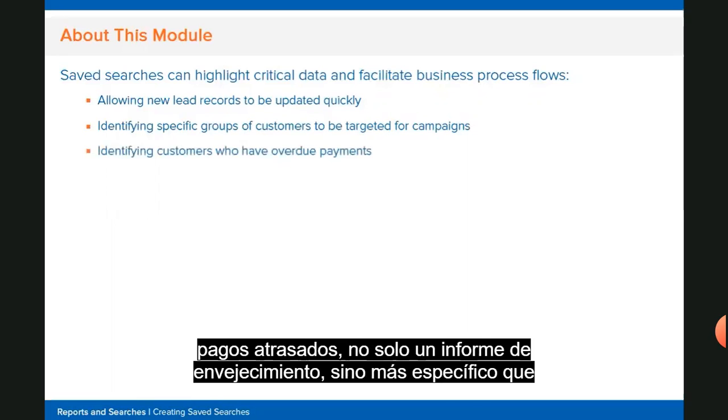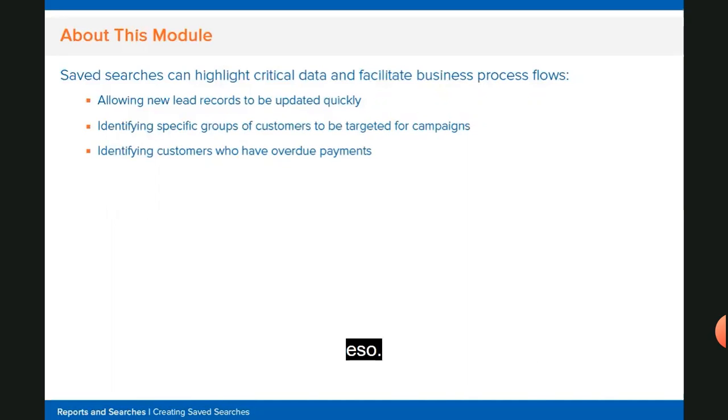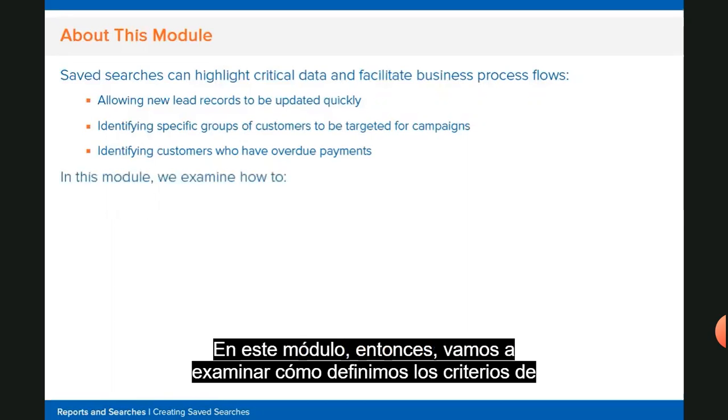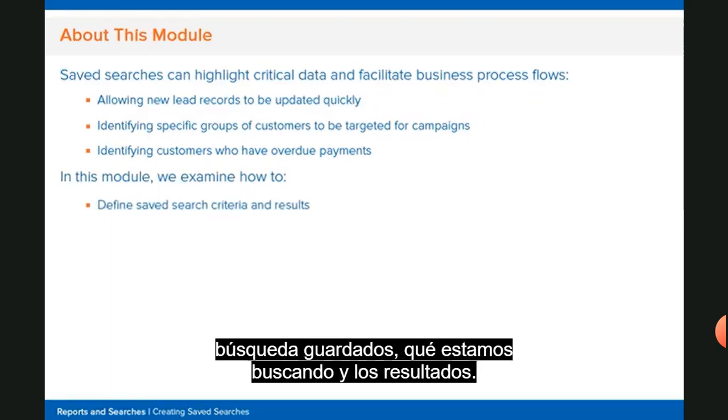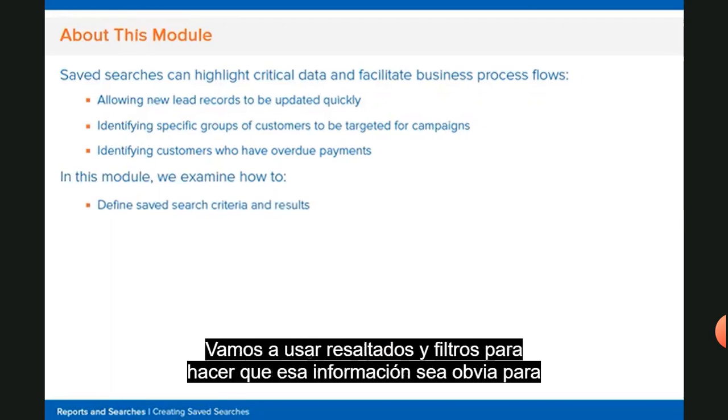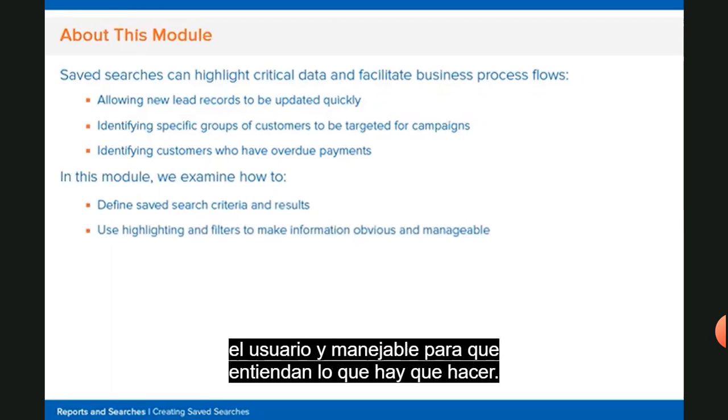All customers in California who have purchased XYZ in the past 6 months. Identifying customers who have overdue payments. Not just an aging report, but more specific than that. In this module, then, we're going to examine how we define saved search criteria, what are we looking for, and results. We're going to use highlighting and filters to make that information obvious to the user and manageable so they understand what needs to be done.